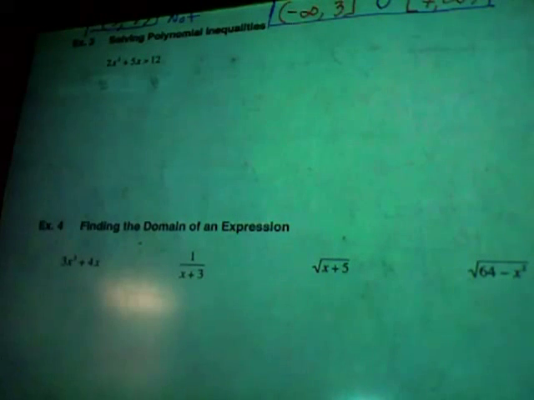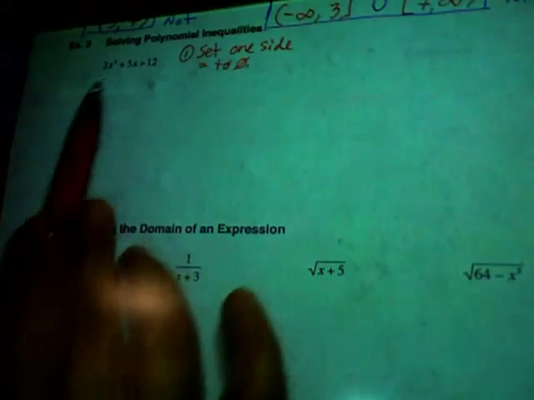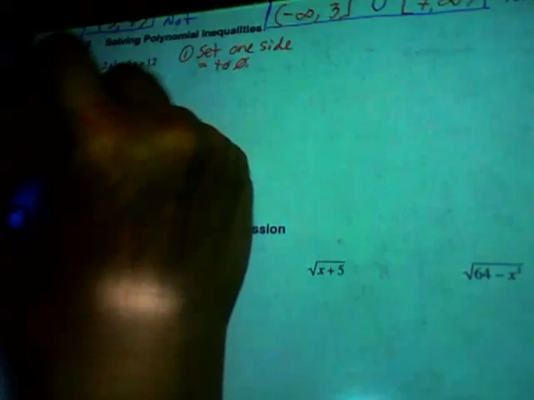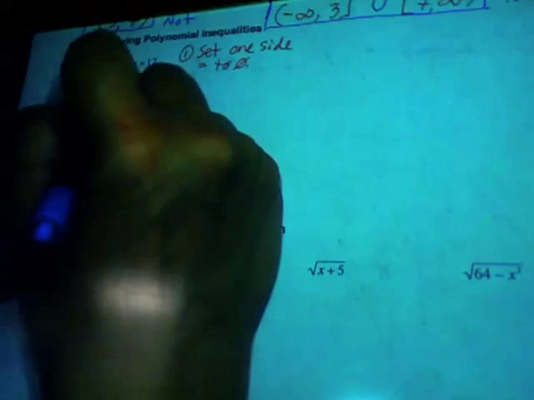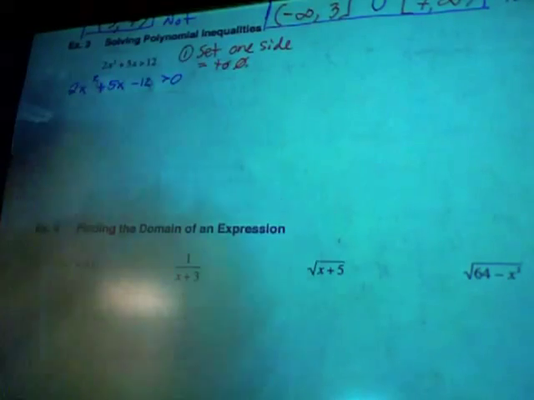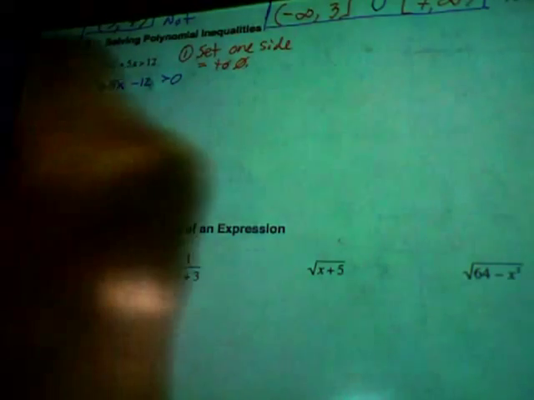So what's the first thing? We need to, first of all, set one side equal to 0. So in order to do that, and you can show that work if you want to, or you can do it in your head, I don't care at this stage of your algebraic career. So then we've got 2x squared plus 5x, we're going to subtract 12 to move it over, is greater than 0. So this was step 1.